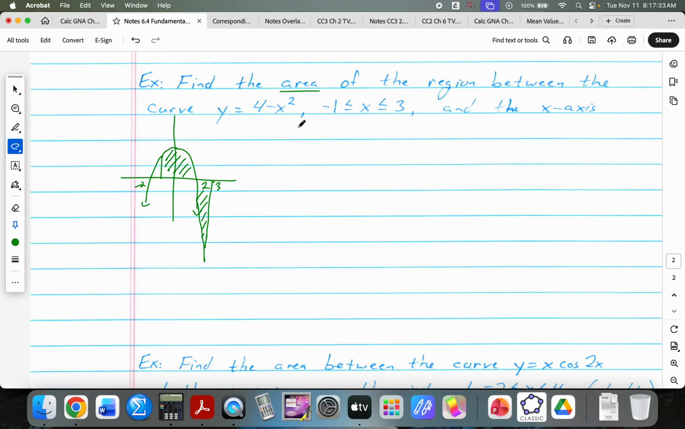So this is going to be the integral from -1 to 2 for the part that's above the axis of 4 minus x squared dx. And then if I do the integral from 2 to 3, this is going to return a negative, right? Because it's all below the x-axis. So I'm just going to do minus the integral from 2 to 3 of 4 minus x squared dx.